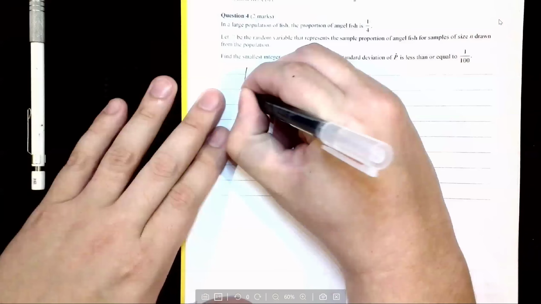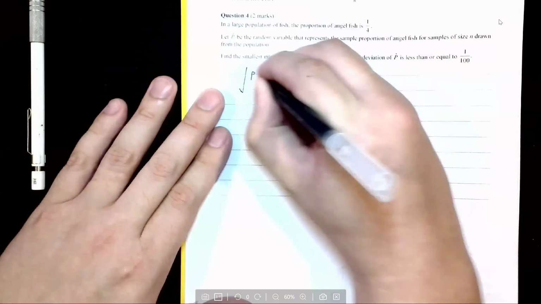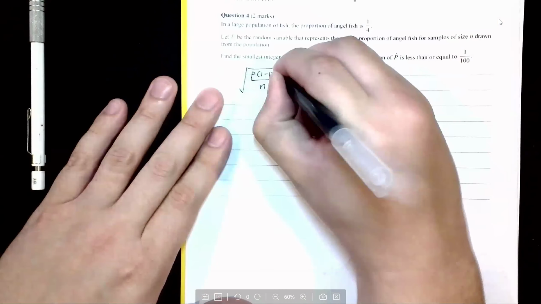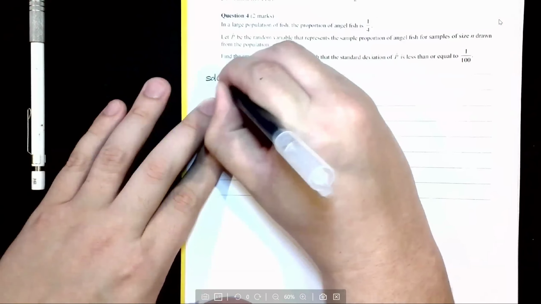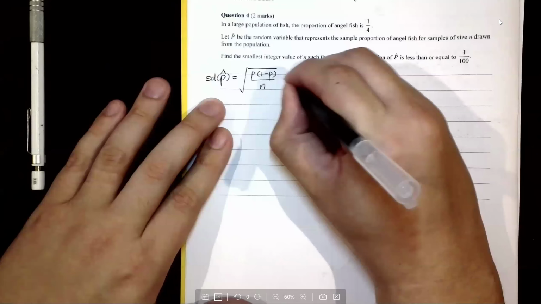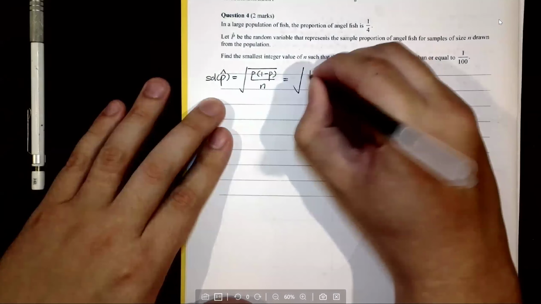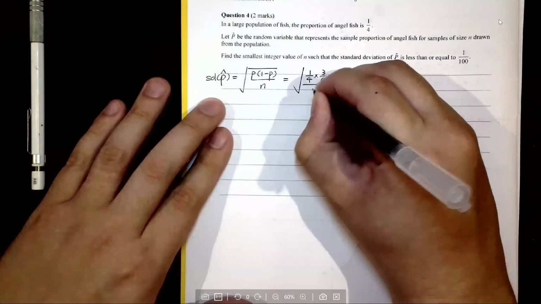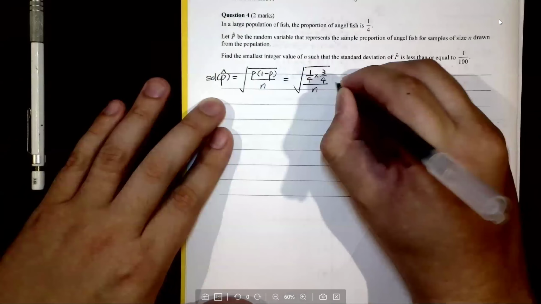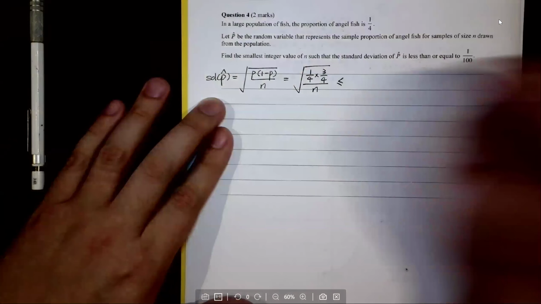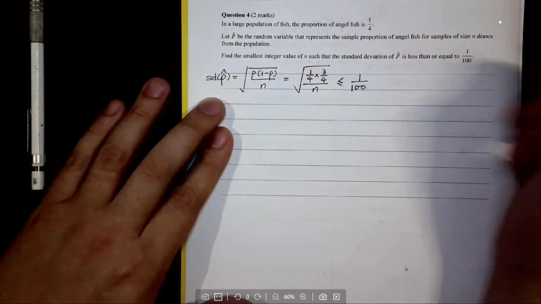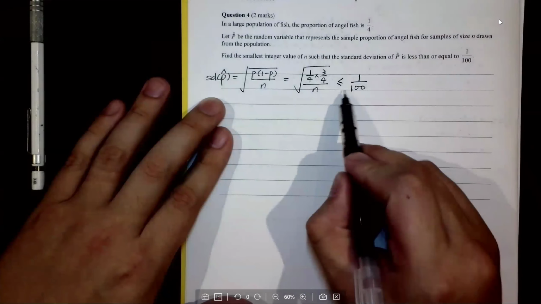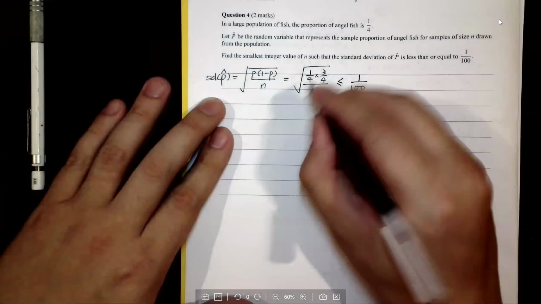So basically, you need to use the square root of p times 1 minus p divided by n. That is the standard deviation of p hat. So now, that is the square root of a quarter times 3/4 divided by n, less than or equal to 1 out of 100, okay? So make sure you interpret the sentence in the correct mathematical form. And then you can simplify this expression.